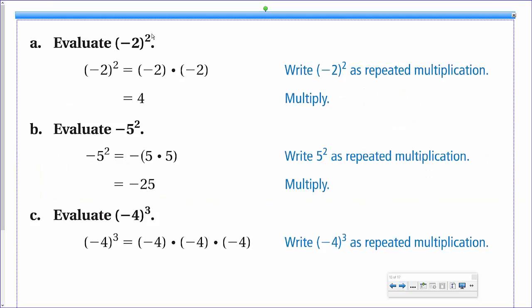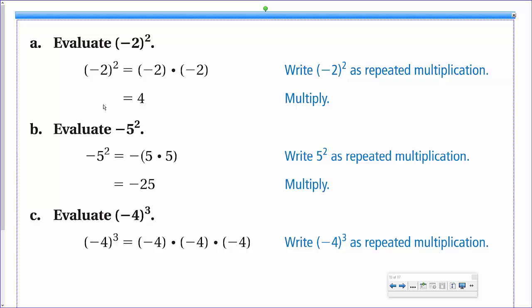Next one is negative 2 to the second power. Well, negative 2 to the second power means this is your base, and this is how many times it's being multiplied. So negative 2 is being multiplied twice, so negative 2 times negative 2. They're both negative, so therefore my answer will be a positive. Negative 5 squared, same thing. So I'm going to have, it'll be 5.